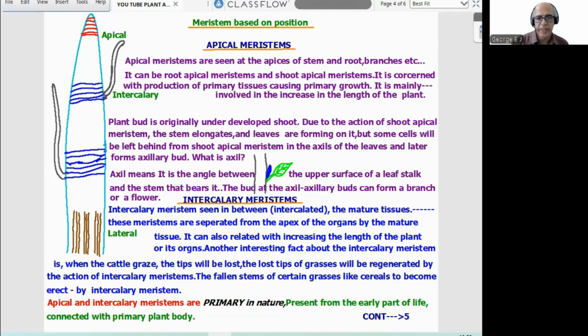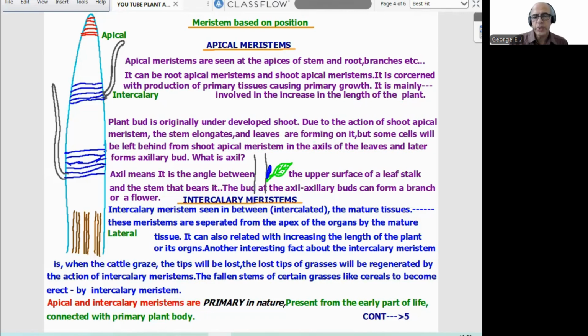That is apical meristem. Now connect with the apical meristem. See, we may have observed a plant bud. So, a plant bud is originally an underdeveloped shoot. Different buds are there here, basically on the stem. Due to the action of the shoot apical meristem, the stem elongates and leaves are formed on it. So leaves will be born on the stem. Morphology we will be studying in a detailed manner.